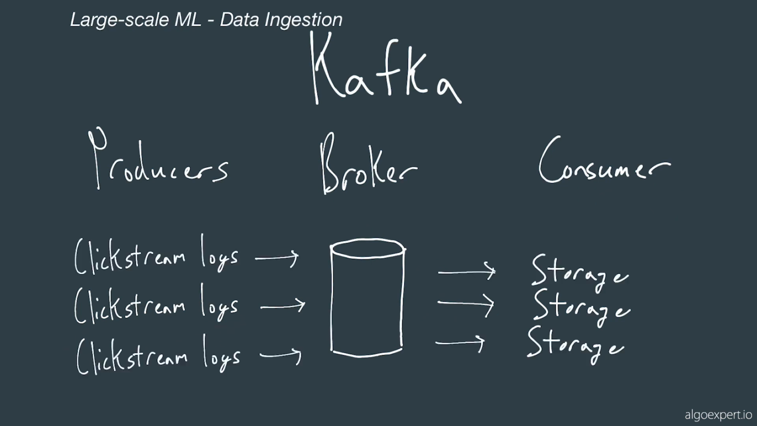So what happens if our clickstream logs come in at a far faster rate than a single broker could handle? In that case, we're going to have a broker cluster. Here, every single clickstream log will be sent to a particular partition, and one of the brokers in the broker cluster will be assigned to be the partition leader. All the partition leader does is make sure that all of the reads and writes go through that particular partition, and it also replicates the partition across other brokers in the broker cluster.